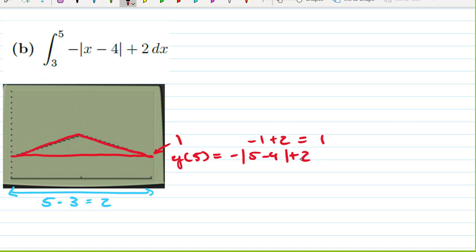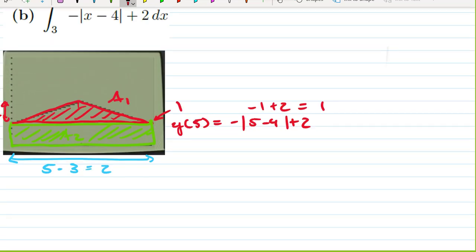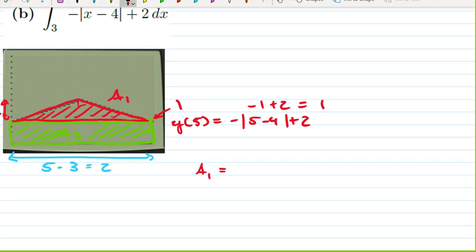So I have this area right here, A1, and then below it I have this right here, which we'll call A2. So the value of that integral is going to be each of those areas in this compound figure. So when we look at the triangle that's on the top here in red, its base is going to be 2. Its height, this distance, is going to be 1.